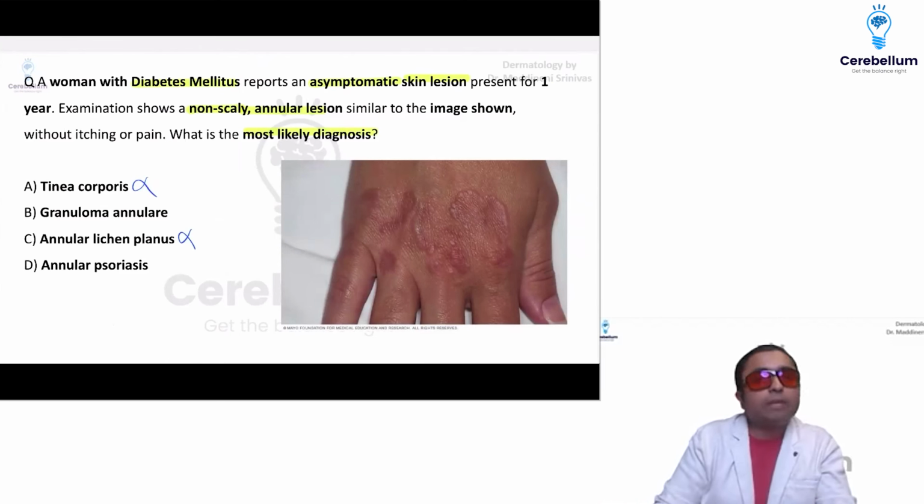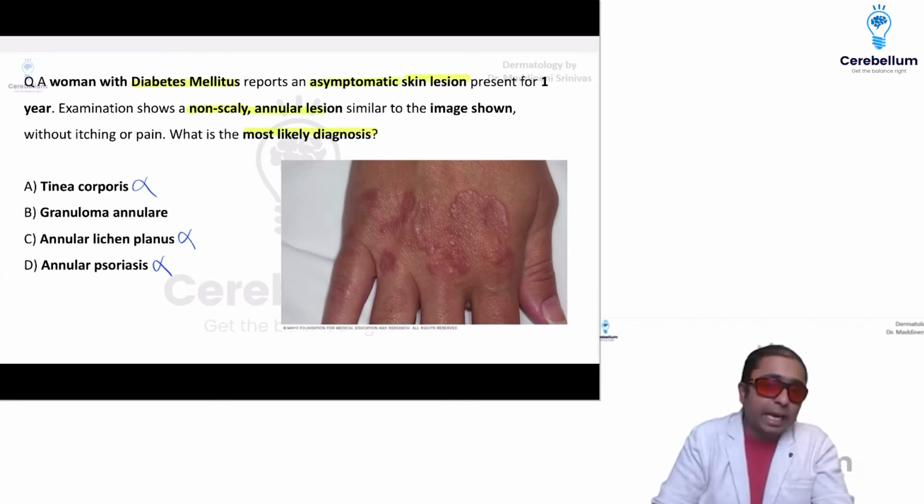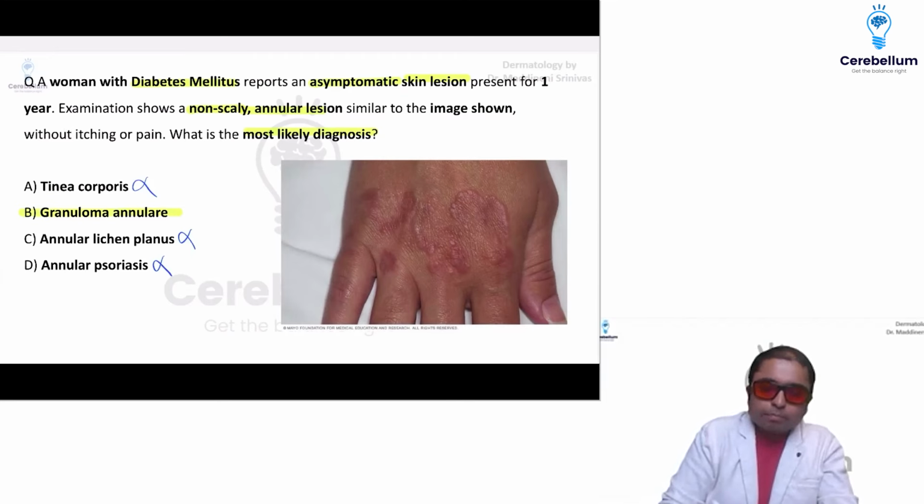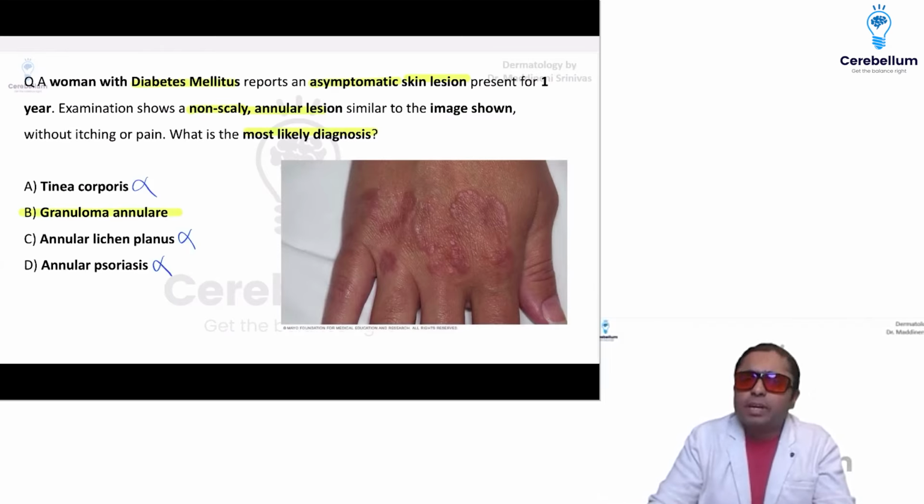Lichen planus will be very severely itchy. So that cannot be the answer. And also psoriasis will present with a lot of scaling. And in fact, Auspitz sign is also associated with psoriasis. Right. So what will be the diagnosis? Even if you have not read about granuloma annulare, you can answer this.